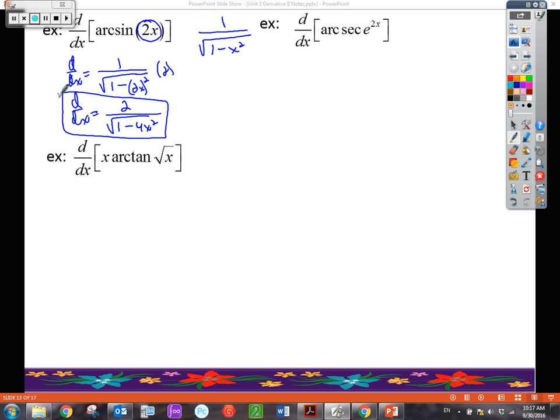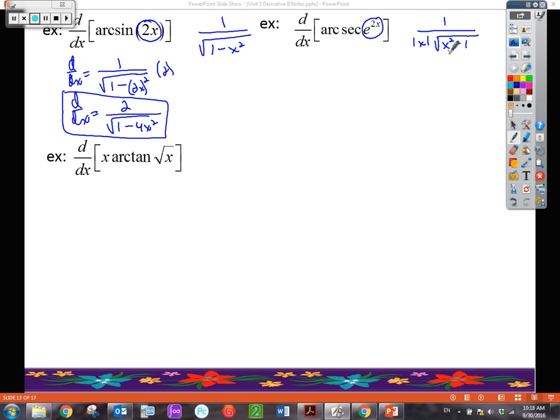And again, I'm just going to write down the formula for the derivative of arc secant up here. So that is 1 over absolute value of x times the square root of x squared minus 1. That's the formula for the derivative for arc secant. In this case, it's a little bit more complicated argument. It's e to the 2x. So what I'm going to do is I'm going to insert e to the 2x right here where that x is and right here. And then we're going to multiply by the derivative of it. We're going to chain it.